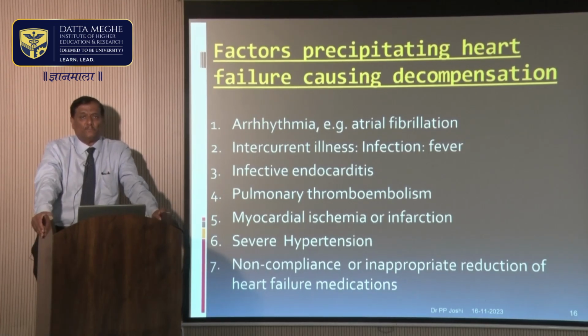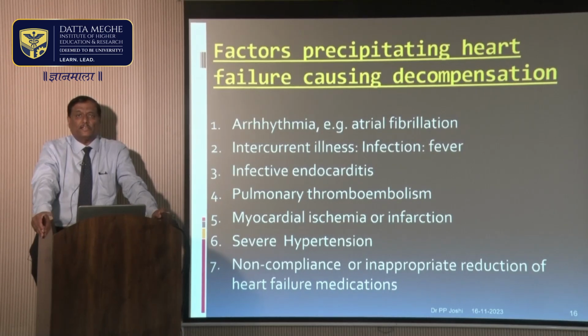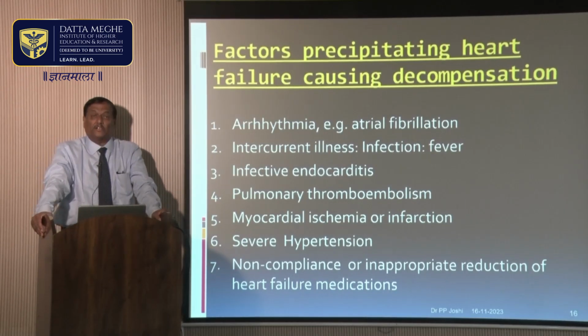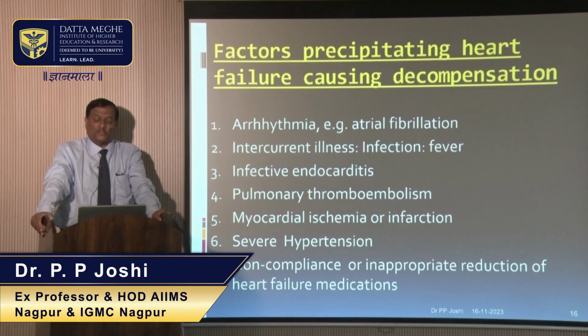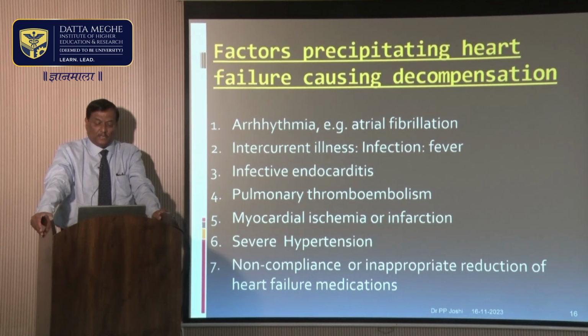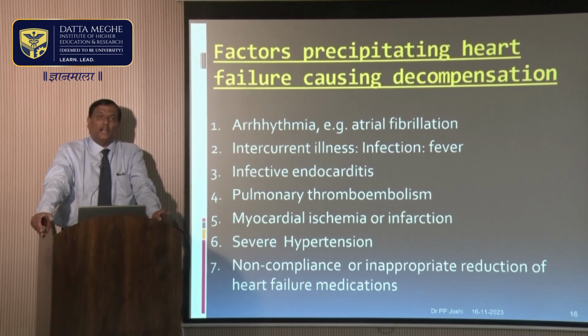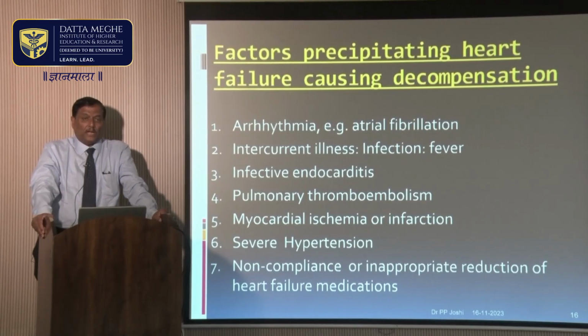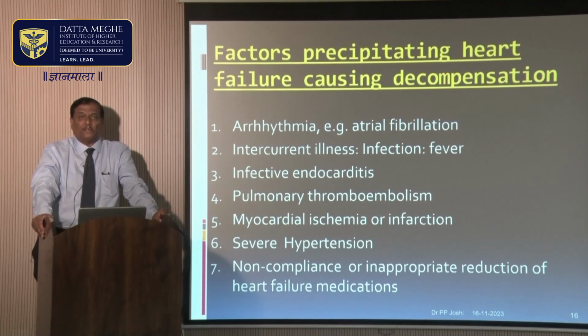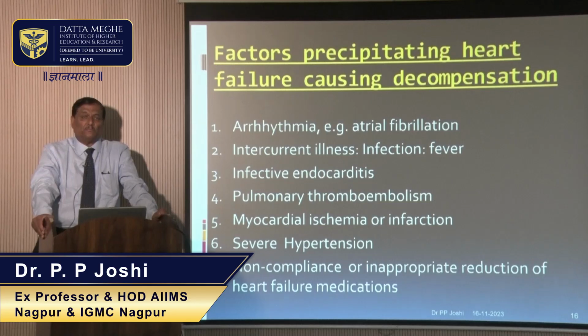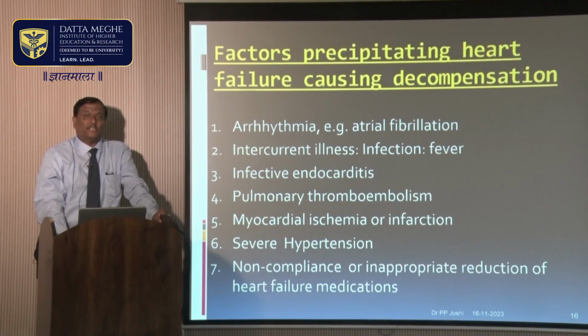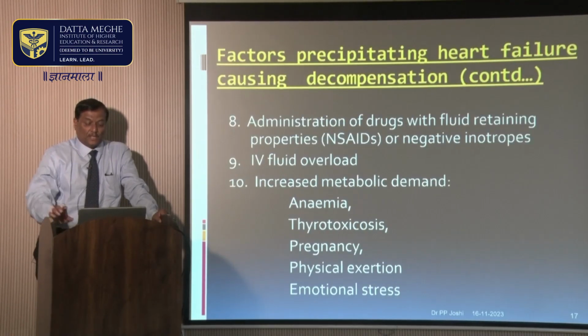Infective endocarditis is a very important cause of refractory heart failure and a factor which can precipitate heart failure if it develops. And unless and until these precipitating factors are treated, the patient's heart failure cannot be controlled. Then repeated pulmonary thromboembolism, myocardial ischemia and infarction, severe hypertension, and very importantly, non-compliance with therapy and reduction of heart failure medications. If a patient is advised to take medications and he stops taking medications, that is a frequent and in fact the most common factor which precipitates heart failure, causing decompensation of a compensated heart failure.